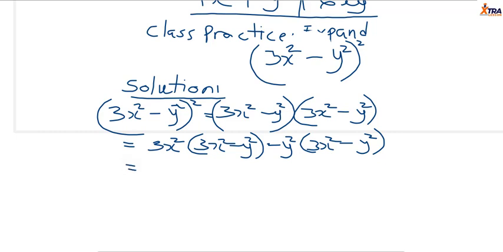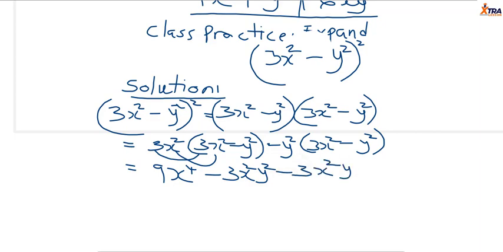So removing brackets, 3 times 3 will give us 9. x² times x² will give us x raised to power what? 4, because the exponent 2 plus 2 gives you 4. Then you have minus 3x²y². Then you have minus 3x²y².